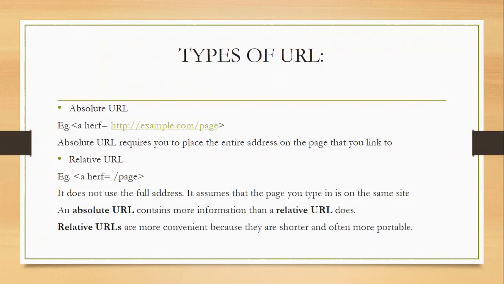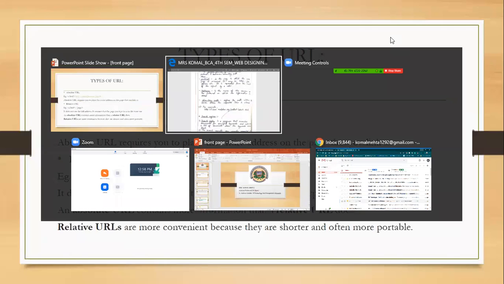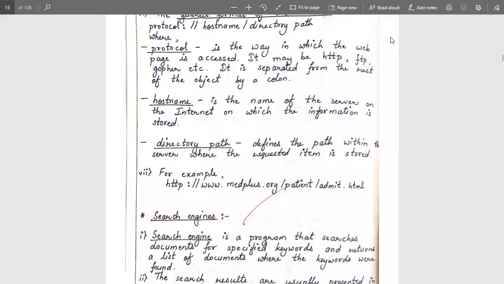But the limitation is that we can use a relative URL only when we are using the same site, else we can't use a relative URL. We have to use an absolute URL in that scenario.